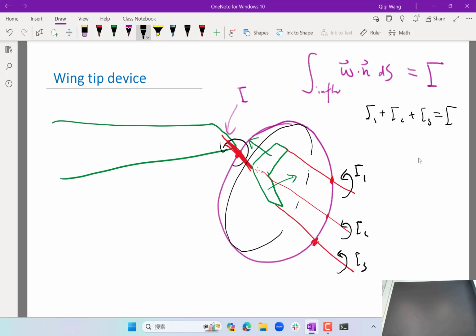By spreading out the vortices, if we're able to split gamma into 3 of them that are all smaller than gamma, then by spreading out vorticity, you are reducing the total amount of kinetic energy in the flow field and reducing the total amount of low pressure in this region.